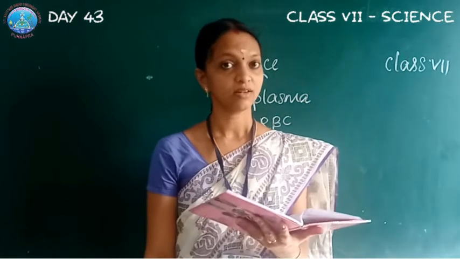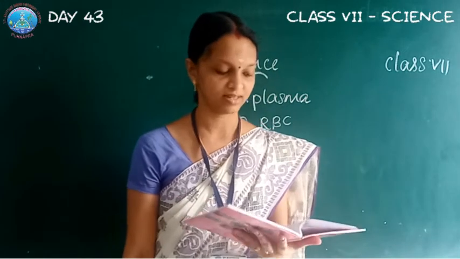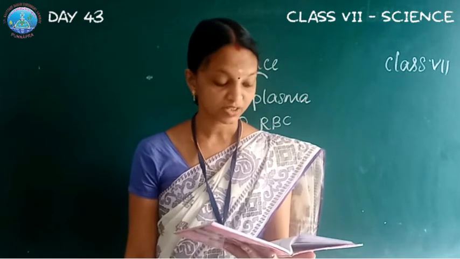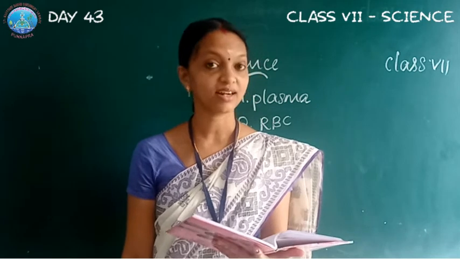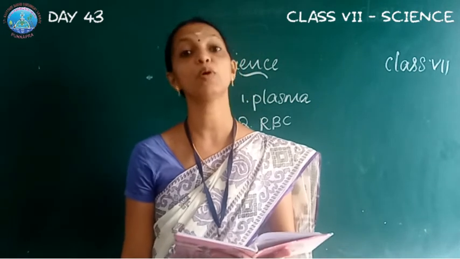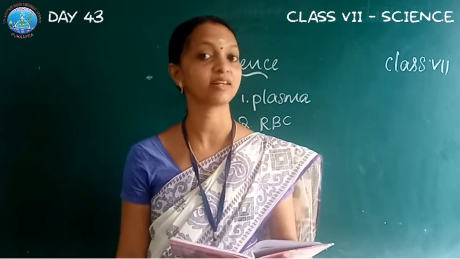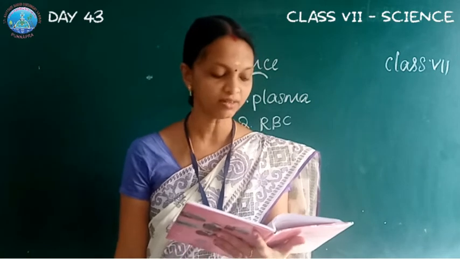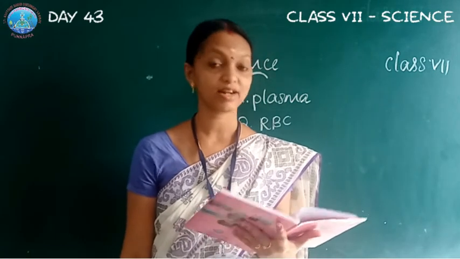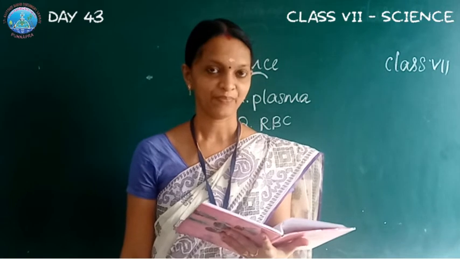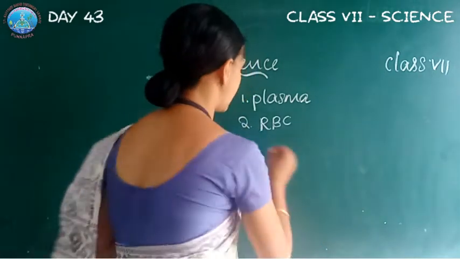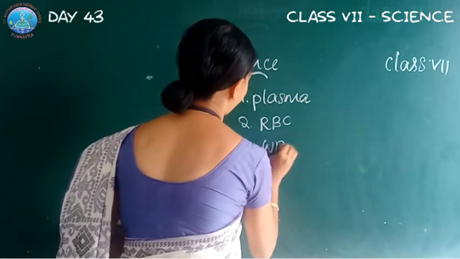RBC full form, red blood cells. RBC are disc-shaped cells containing red colored pigment called hemoglobin. Hemoglobin helps in transport of oxygen. Next, WBC, third component, WBC.